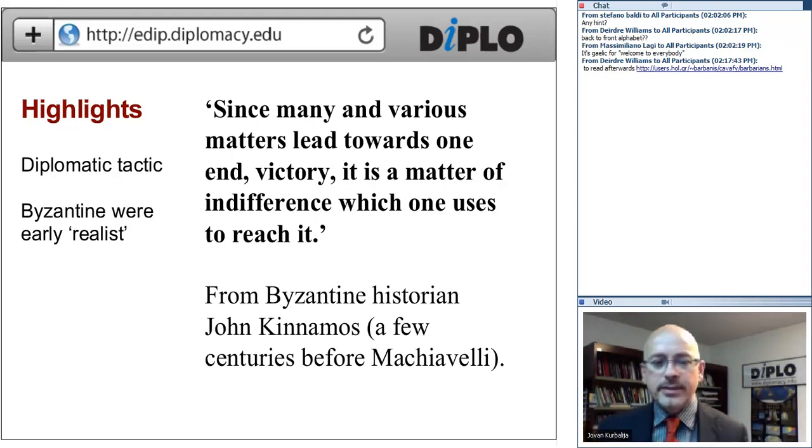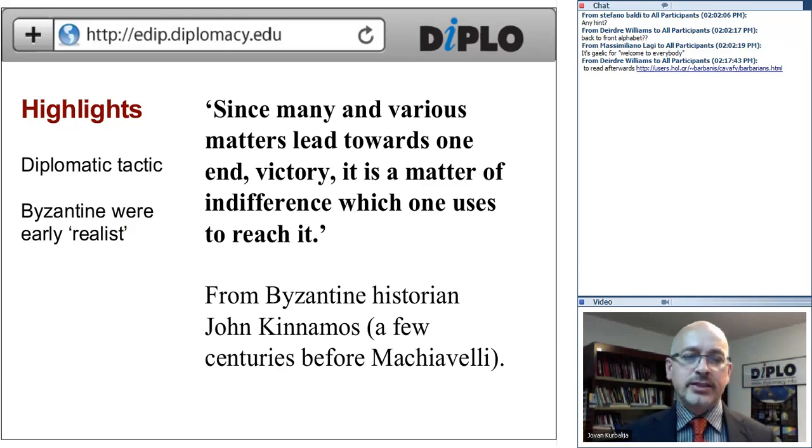Another highlight was that the Byzantines were early realists, in the Morgenthau sense. And here is one quote from one of the leading Byzantine historians at that time, John Kinnamos. They call him an early Machiavelli, and as you can see, you can find some traces of Machiavelli's thinking. He said, since many and various matters lead towards one end, victory, it is a matter of indifference which one uses to reach it. Therefore, at the end, the objective justifies any means, as Machiavelli later developed in his writings.